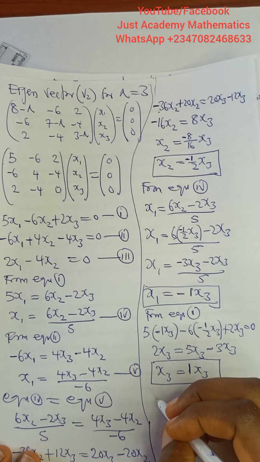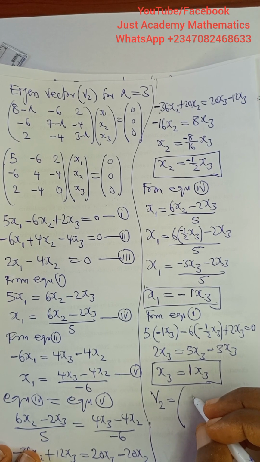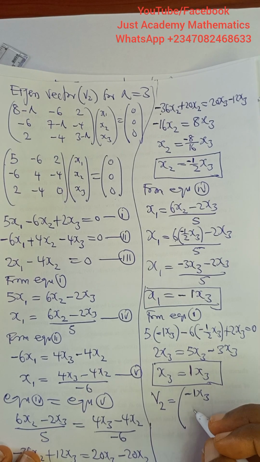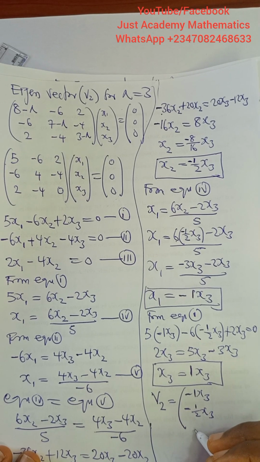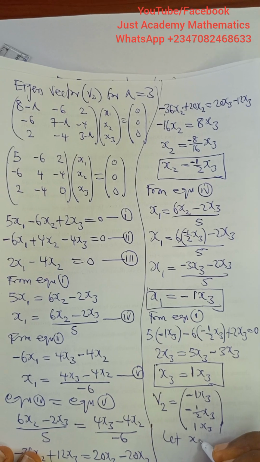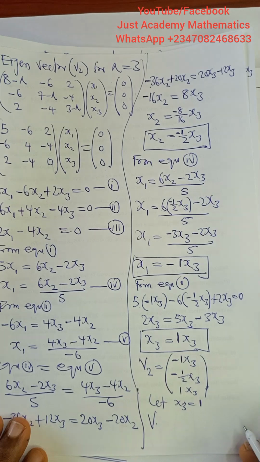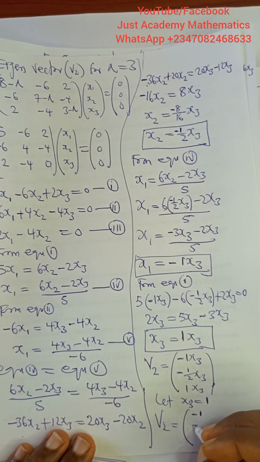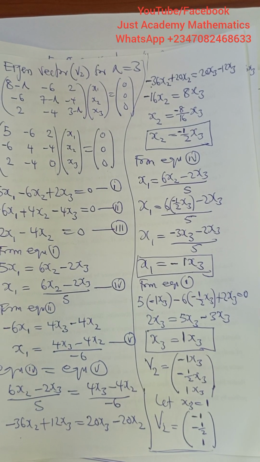Are you following now? So we are now declaring that V2 is, what is x1? x1 is minus 1x3. x2 is what? Minus 1 over 2 x3. x3 is what? 1x3. So if you let x3 be equal to 1, then V2 will now be the same thing as minus 1, minus 1 over 2, and 1. So that is V2 for you.